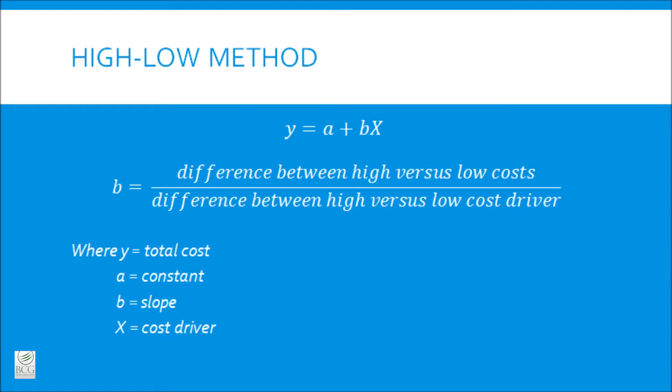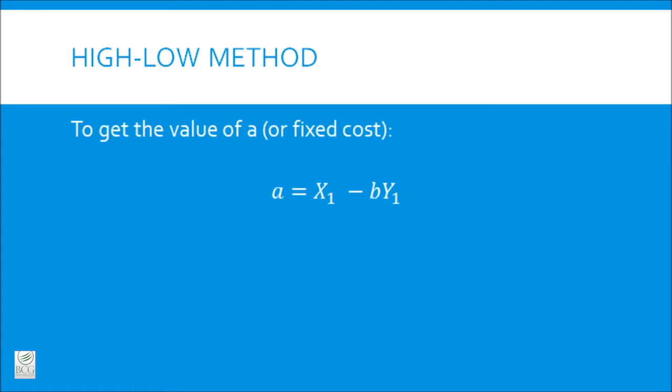Next is how to get the constant. To get the constant or the fixed cost, we just get the difference between the lowest cost less the variable rate, calculated through the slope, times the number of cost driver which is of the lowest value.